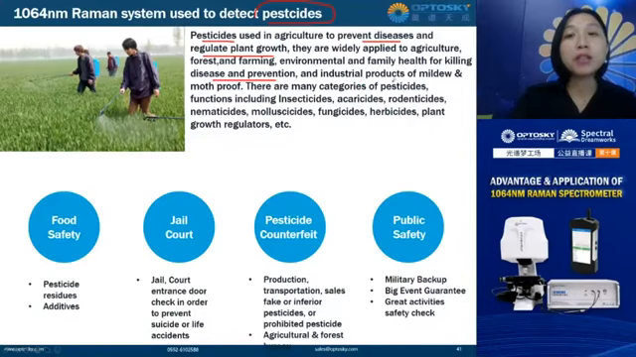So industrial products like mildew and moss proofing, and there are many categories of pesticides like insecticides, acaricides, rodenticides, nematicides, molluscicides, fungicides, herbicides, and plant growth regulators. They are used for food safety, jewelry and coating, pesticide counterfeit and public safety, as we have introduced before.